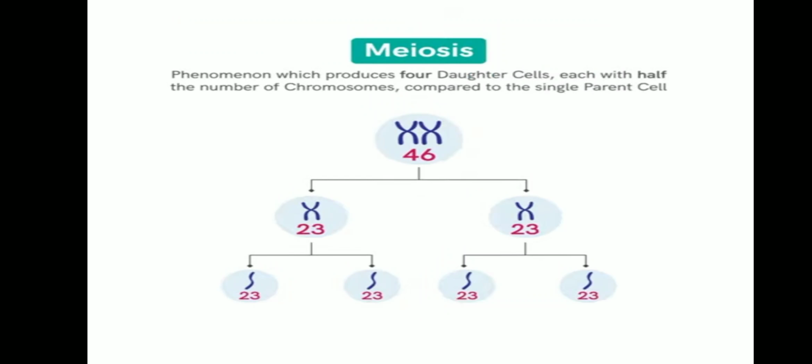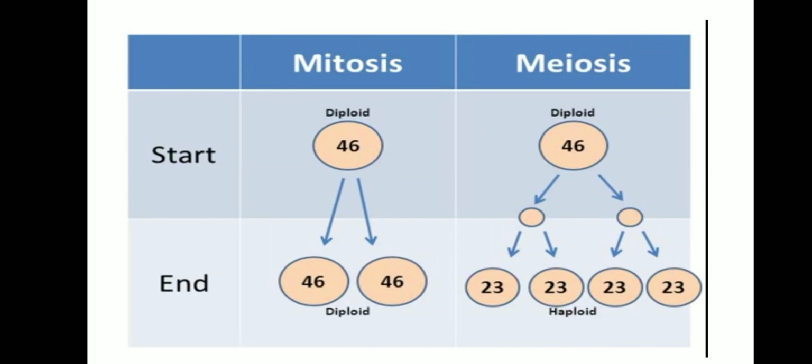Am I clear children? See, the somatic cell has how many chromosomes? 46 chromosomes. It is called a diploid cell. So from the diploid cell, it is reduced to haploid cells. 4 daughter cells are produced. This phenomenon is what we say is meiosis. In the process of meiosis, various stages are undergone.